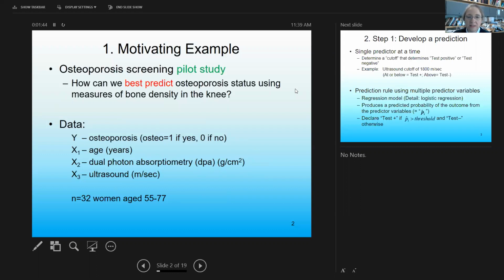And so you can see a description of his pilot data set, which we looked at together. The outcome was osteoporosis. He was studying 32 women from his clinic, age 55 to 77. And in this session, we'll also consider the individual's age, their DPA value, and their ultrasound value. And I will say, just for further reference, that higher ultrasound values indicate a denser bone, therefore a better status.